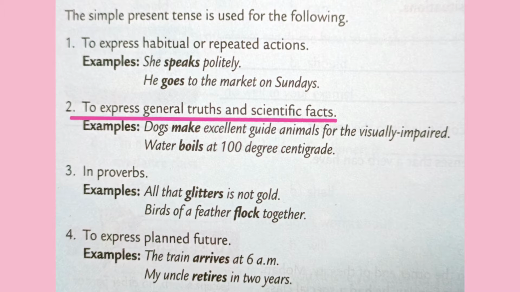Next, we can use simple present tense to express general truths and scientific facts. For example, water boils at 100 degree centigrade. Here it is a general fact which cannot be changed that water boils at 100 degree centigrade. Next, we use simple present tense in proverbs. For example, all that glitters is not gold.